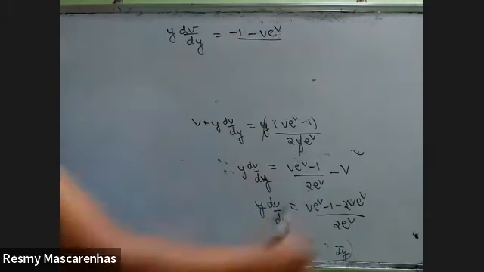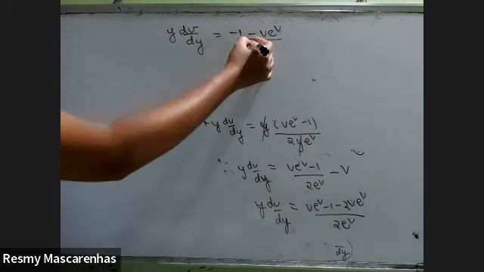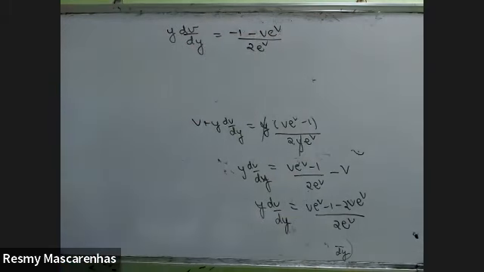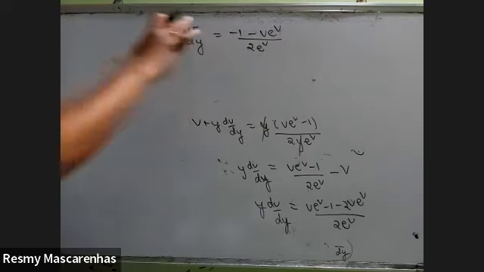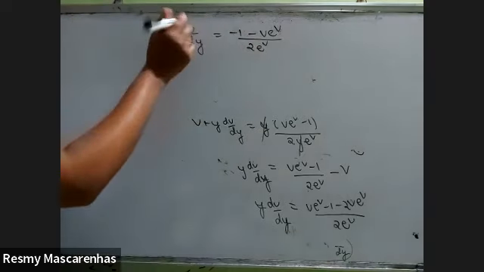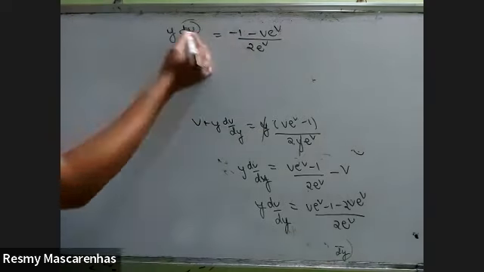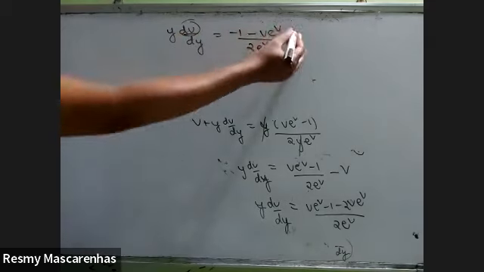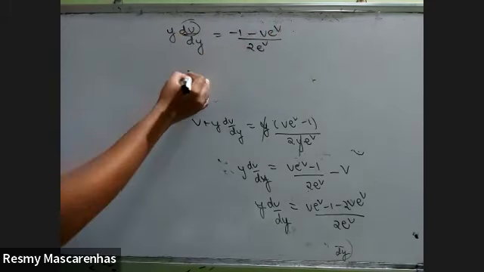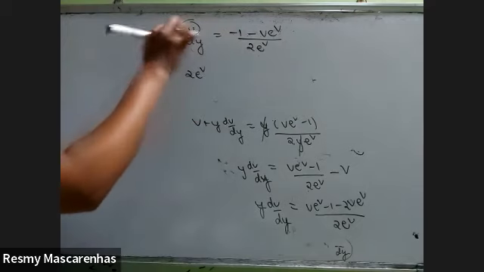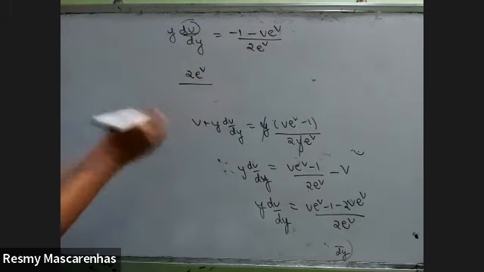Plus 1 minus 2 is giving you minus 1. Now take v terms on one side, now variable separable method, and y terms on the other side. So this dv is already here, so the rest of the terms I have to bring here. dy will go up, this is 2, e raised to v will go up, this will come down.